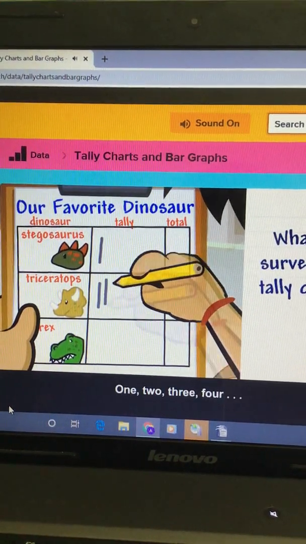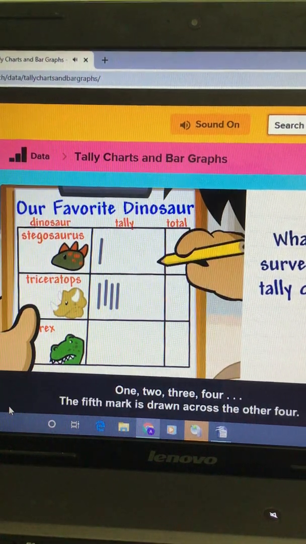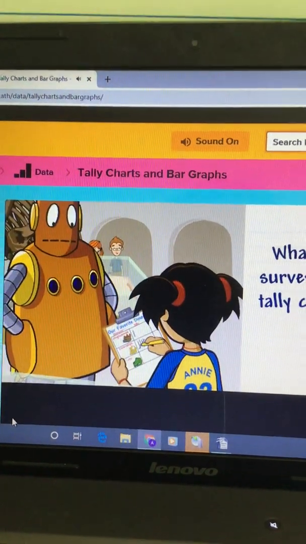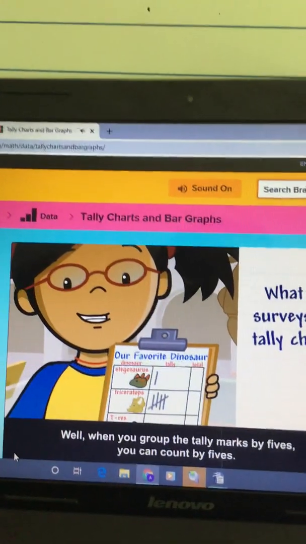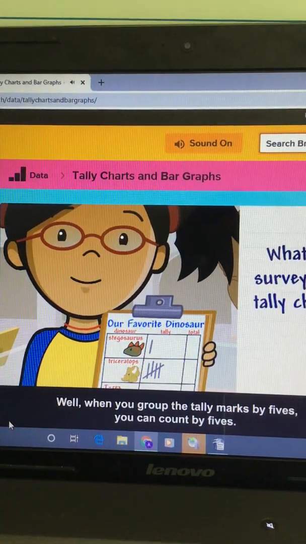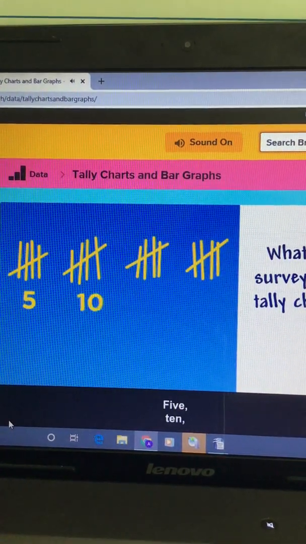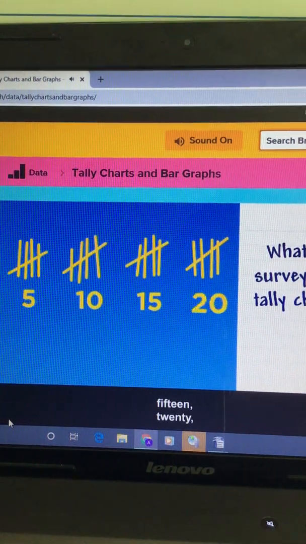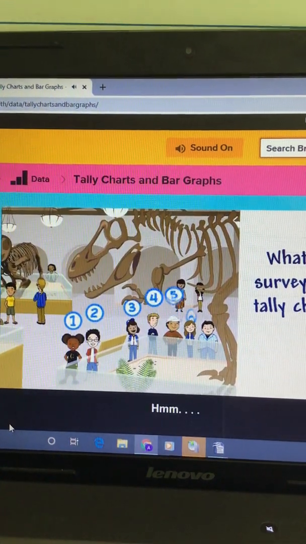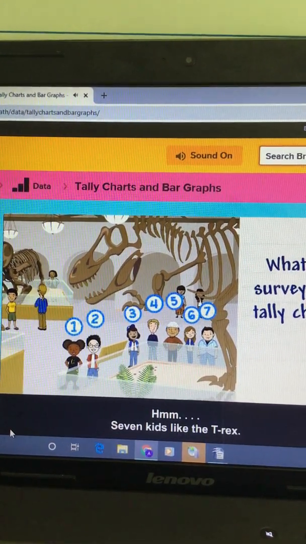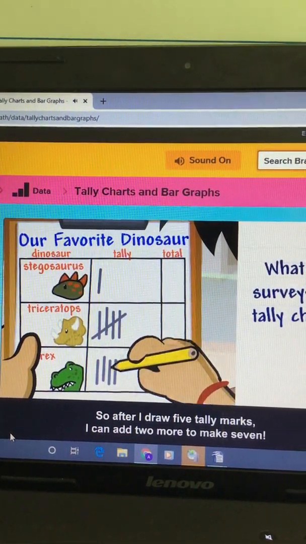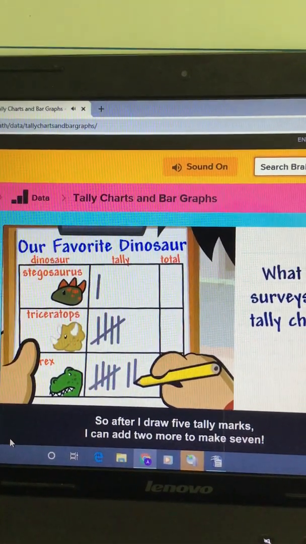1, 2, 3, 4. The 5th mark is drawn across the other 4. Well, when you group the tally marks by 5s, you can count by 5s. 5, 10, 15, 20. Sets of 5s are easier to count. 7 kids like the T-Rex. So after I draw 5 tally marks, I can add 2 more to make 7.